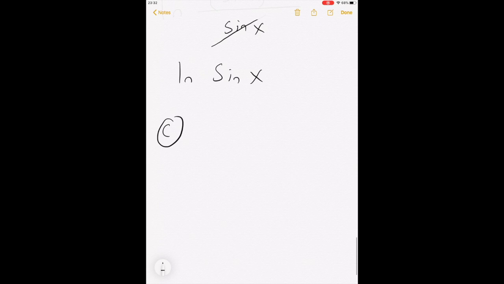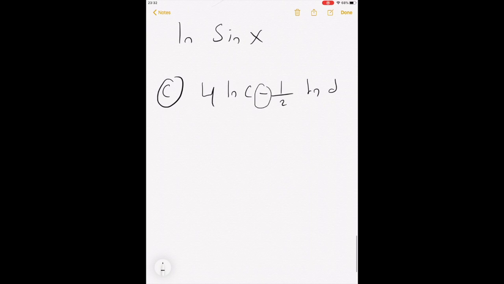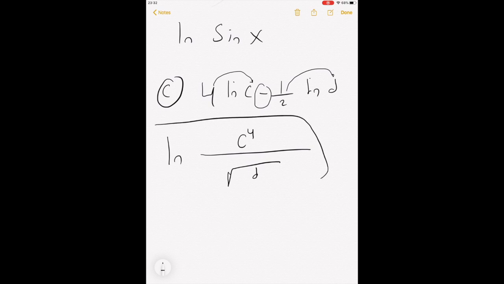Let's look at c. 4 ln c minus half ln d. Now the same thing, you got minus, that means I have a division. I got the ln on both sides, a large ln. Then remember the rule we said, this should come here. So c to the power of 4, and d to the power of half, which is the square root of d. So that is the answer.